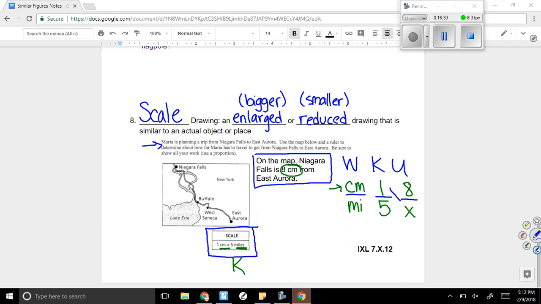So now I'm going to cross multiply. I get 1x equals 40. And I don't even need to divide by 1. I know that x equals 40 miles. And we've seen these similar figure examples before. So make sure that you have all of your notes written down, answer this last question in the video, and then we're going to get ready to practice in our packet and on IXL.